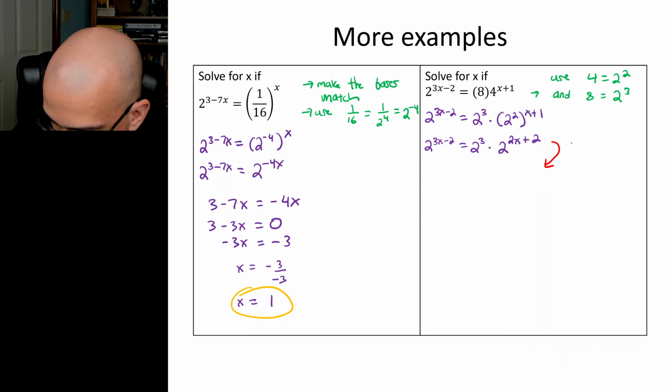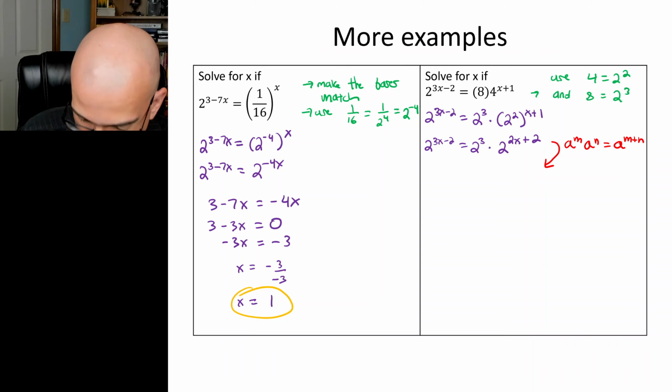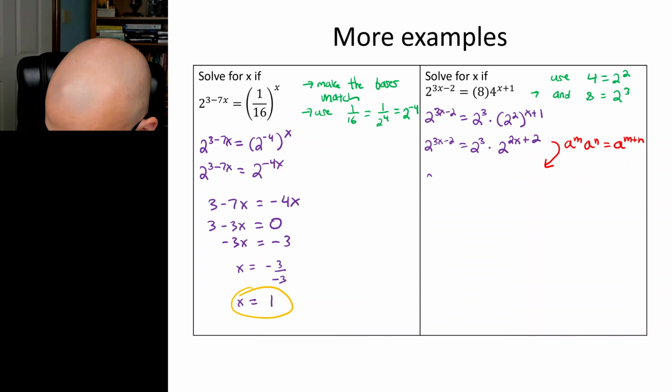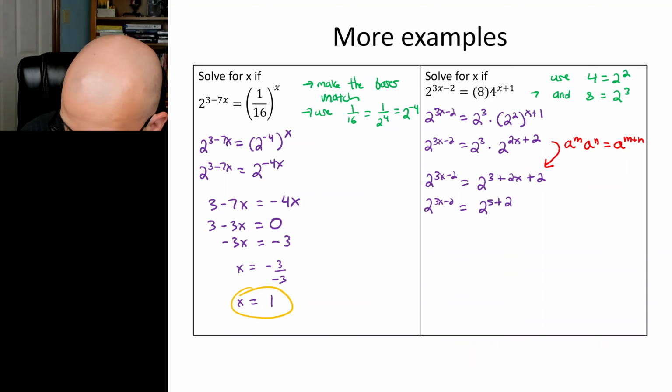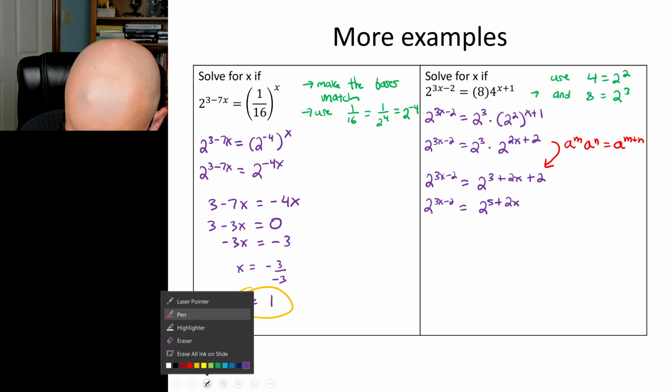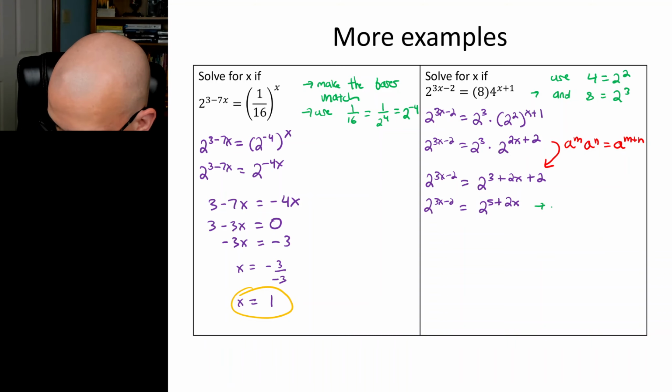We have a to the m times a to the n is a to the m plus n. So we're going to use that on the right hand side. 2 to the 3x minus 2 is equal to 2 to the 3 plus 2x plus 2. So 2 to the 3x minus 2 is equal to 2 to the 5 plus 2x. Now set the powers equal, since the bases are the same.